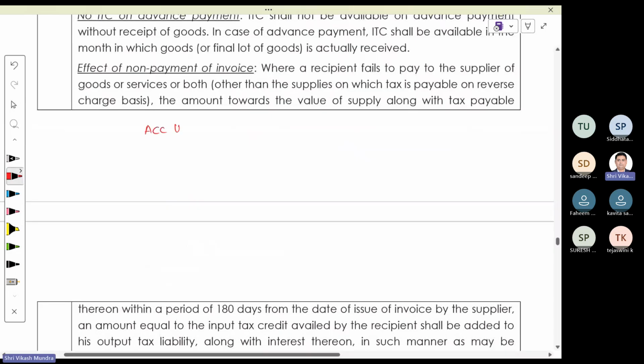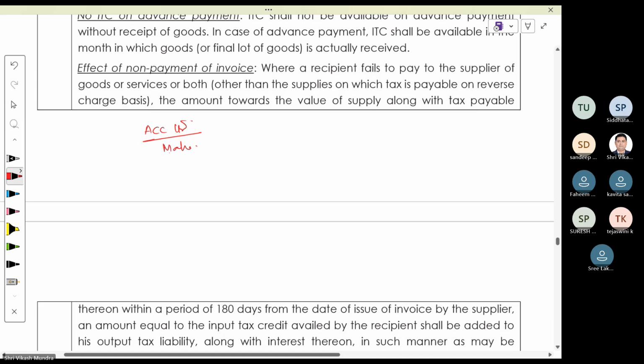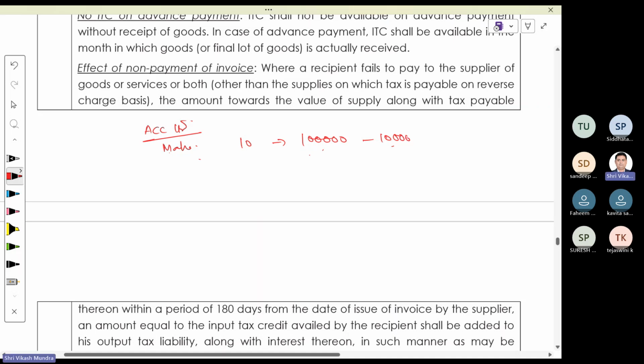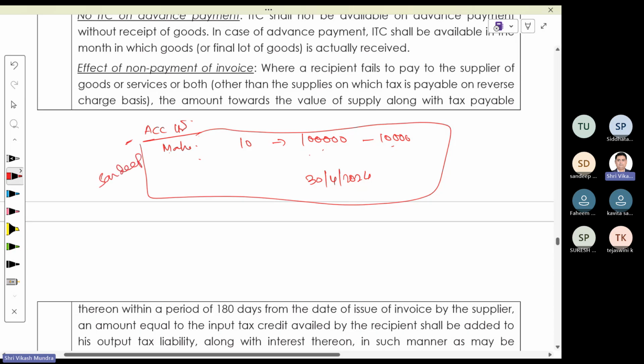ACC Limited, located in Maharashtra, supplied goods via invoice number 10 worth rupees 1 lakh. On it, GST is 10,000. This invoice has been made on 30th April 2024. Okay. And accordingly, ACC Limited, this is sold to Sandeep.